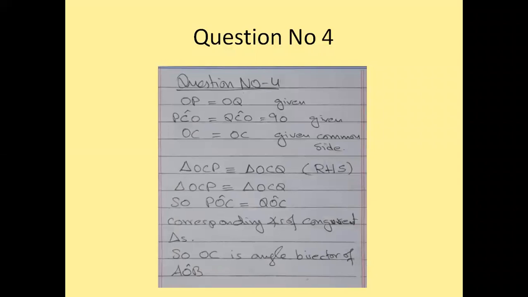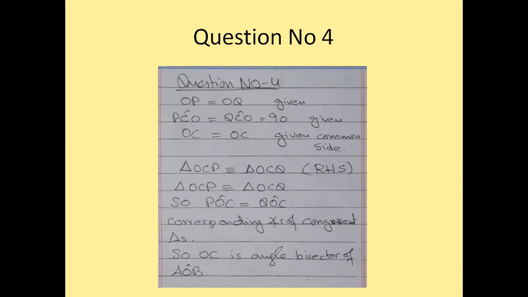So question number 4 is coming up on your screen. He says OP equals OQ. These sides, it was given in the question that they are equal to each other, they are congruent to each other. Angle PCO and angle QCO, they both are 90 degrees because we have placed a set square there. That set square was not very visible there. And OC equals OC, that's the common side in both the triangles.